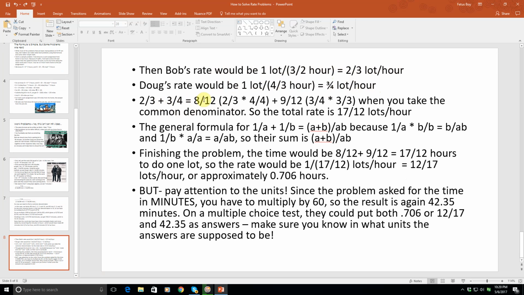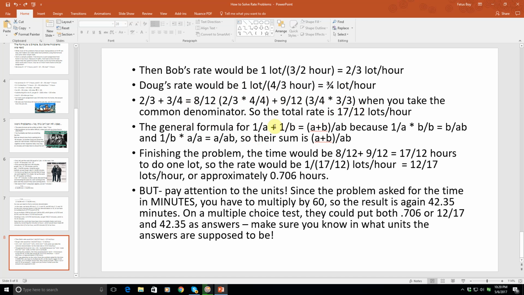So 2/3 plus 3/4 is 8/12 plus 9/12, because it's 2/3 times 4 over 4, and 3/4 times 3 over 3 converts it to the lowest common denominator, which is 12ths. And so you end up with the total rate is 17/12ths of a lot, or lots per hour.